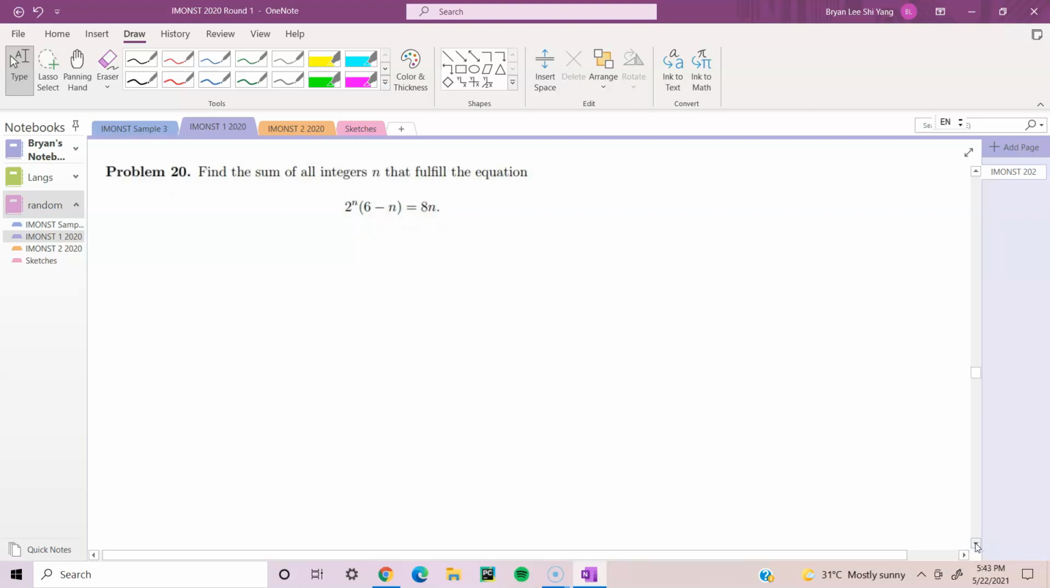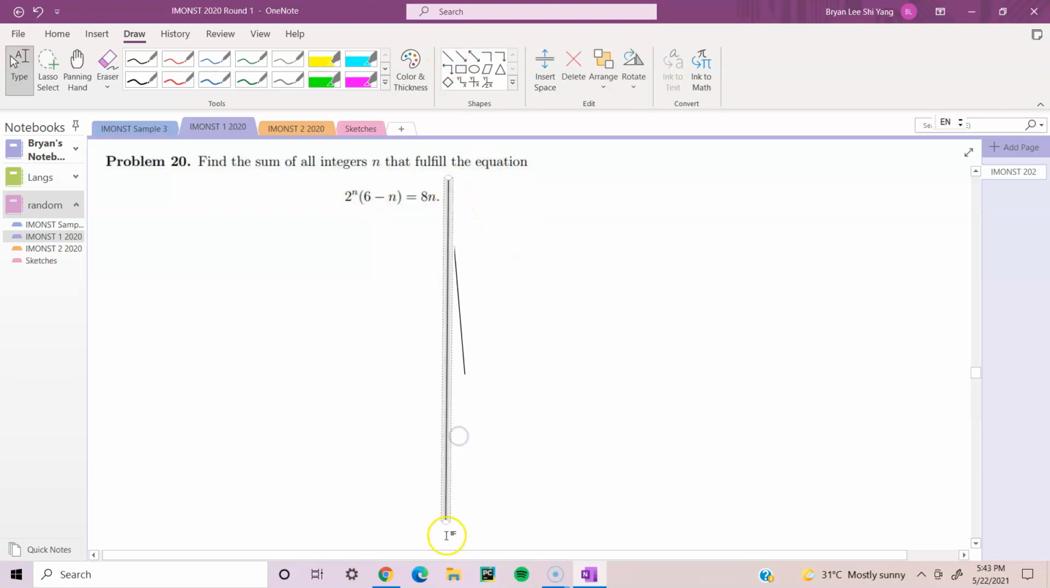Now, for problem 20, find the sum of all integers n that fulfill the equation 2 to the power of n times 2 to the power of (6 minus n) is equal to 8n. Okay, so we want to divide our integers into about 2 categories. Let me write it down first. Our first category is that n is smaller than 0, which is negative numbers.